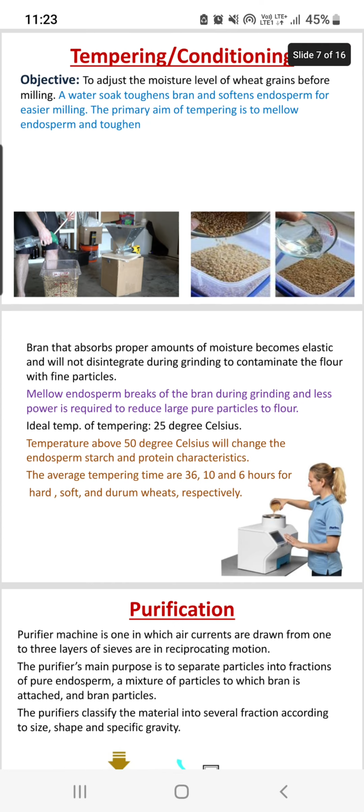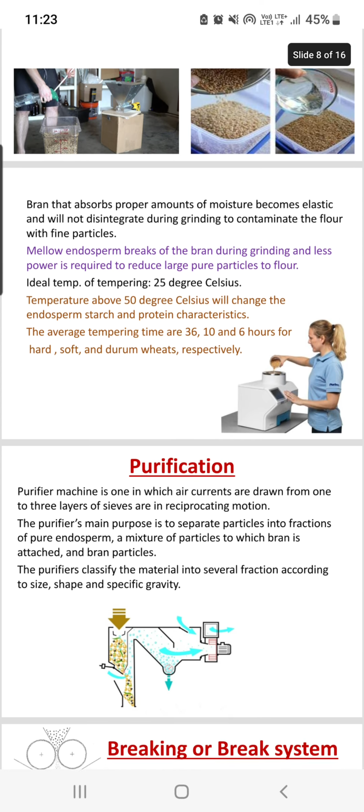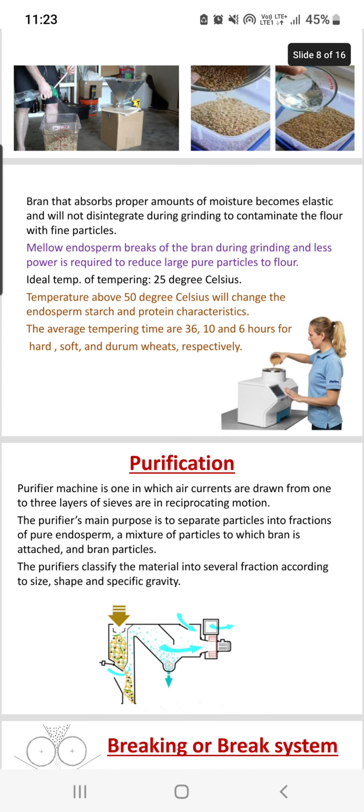Mellow endosperm breaks off the bran during grinding and less power is required. Like we require less power for the fine grinding of the wheat grains into the flour. We didn't require any repeated grinding or bypassing the wheat grains repeatedly from the milling section.